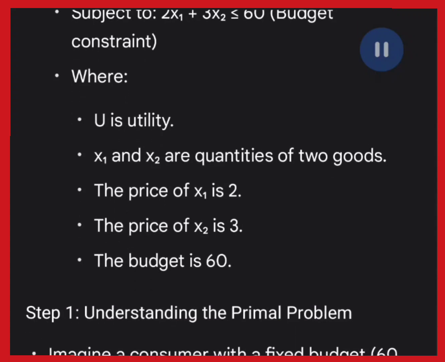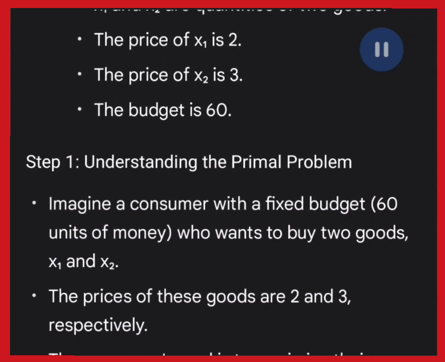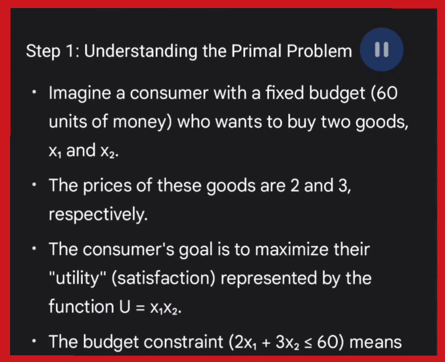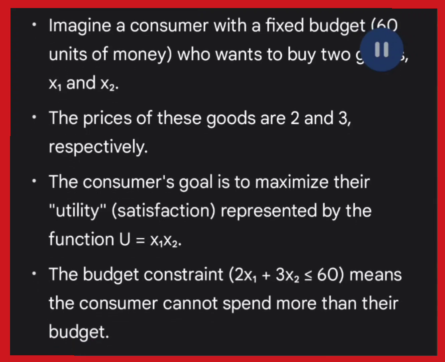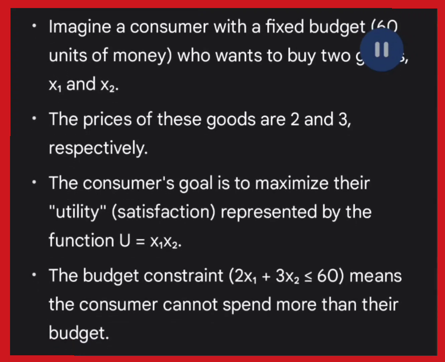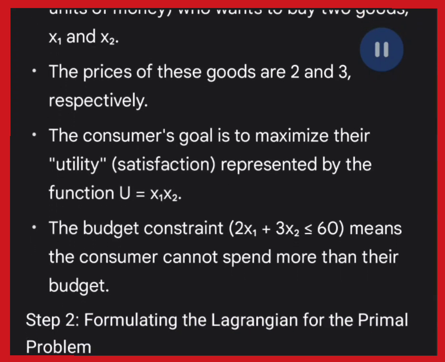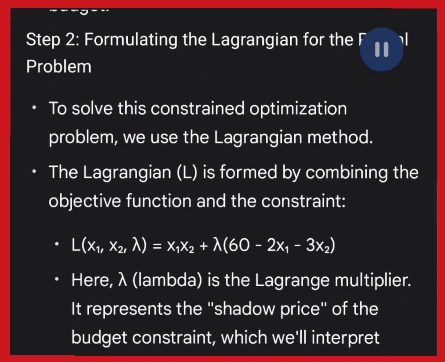Step 1. Understanding the primal problem. Imagine a consumer with a fixed budget, 60 units of money, who wants to buy two goods, x₁ and x₂. The prices of these goods are 2 and 3, respectively. The consumer's goal is to maximize their utility, satisfaction, represented by the function u = x₁x₂. The budget constraint, 2x₁ + 3x₂ ≤ 60, means the consumer cannot spend more than their budget.